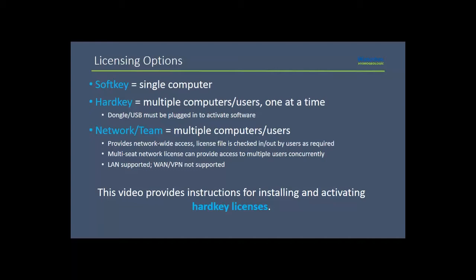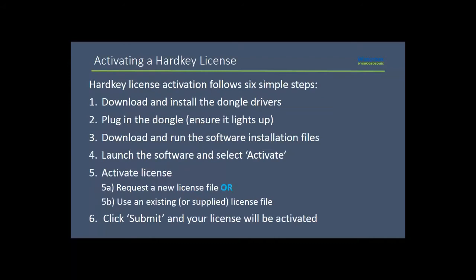Hardkey licenses may be installed and activated on several computers using the associated USB dongle device. However, the dongle must be plugged in to activate the software on any given computer. If you have any questions about licensing options and how to most effectively deploy your software, please reach out to our sales team by emailing sales@waterloohydrogeologic.com. A Hardkey license activation follows six general steps.